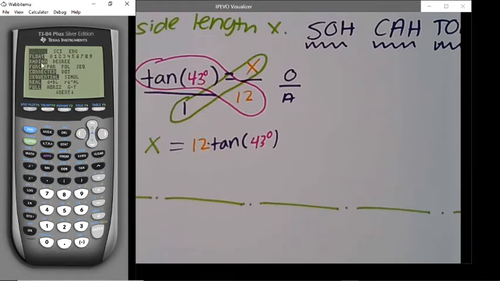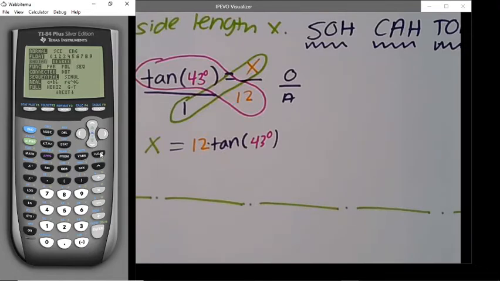Currently, radians is highlighted on my calculator, which means it will calculate in terms of the length of the radius of a circle. We don't want it to do that. We want it to calculate in terms of degrees. So you're going to scroll over to degree and hit enter. Now that it's highlighting degree, I know my calculator is in degrees and not radians. So always check to make sure your calculator is in degrees first.